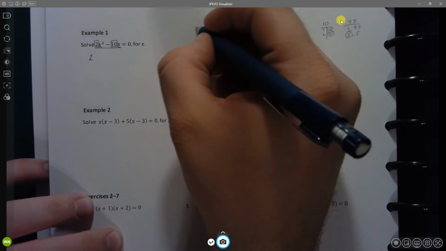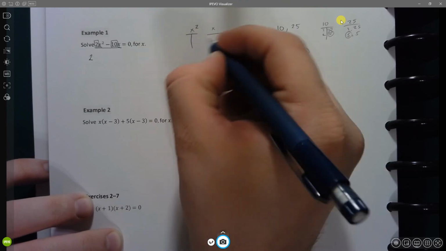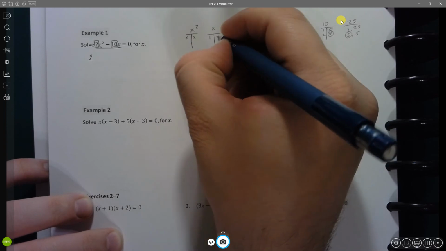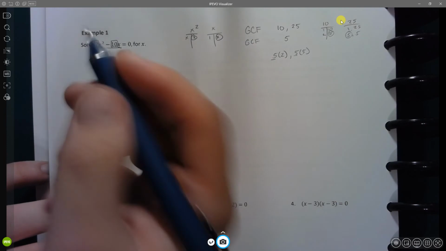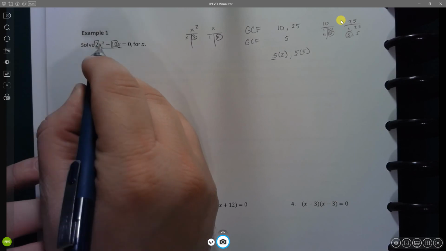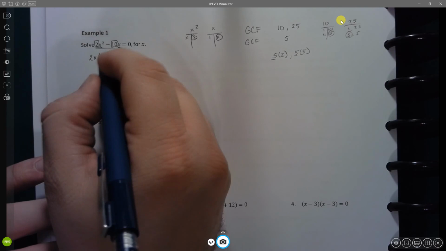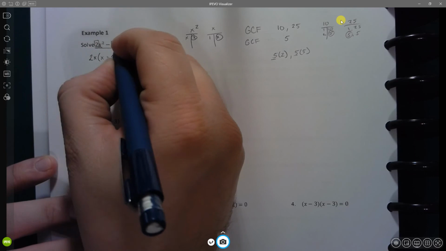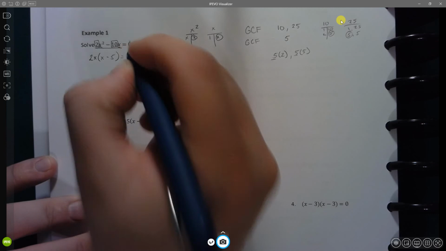Well, think about it. X squared and x. If I was going to write down the factors of x squared and x, I'd get x and x, and then I'd get 1 and x. What's the greatest common factor between the two? It would be an x. So I can pull out an x. Well, what can I multiply by 2x to get 2x squared? X. Minus, what number did I multiply by 2 to get 10? 5. What did I multiply by x to get x? 1. So now I'm done. 2x times x minus 5 equals 0.